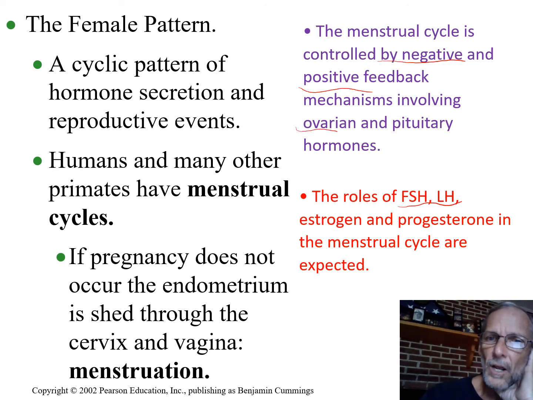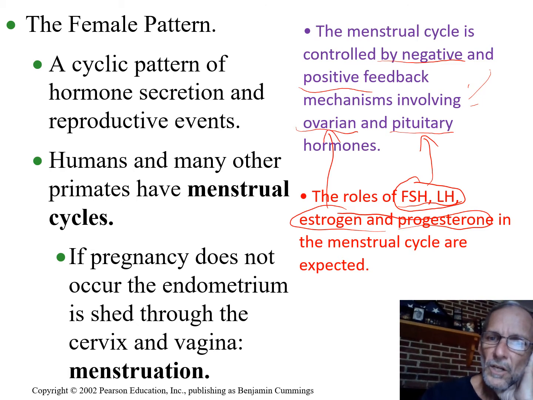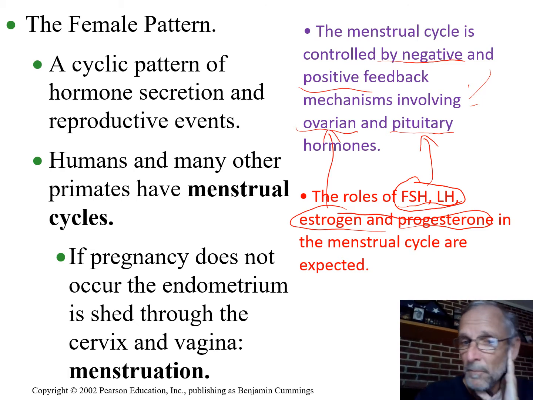We have hormones that are made by the ovaries, and then we have hormones that are made by the pituitary, and you can see they want you to be able to differentiate them and know their exact names. So here they are. These are the pituitary hormones, and these are the ovarian hormones. And the role in the menstrual cycle of all these is expected. So we're going to break that down, and like I said, this is the trickiest part.